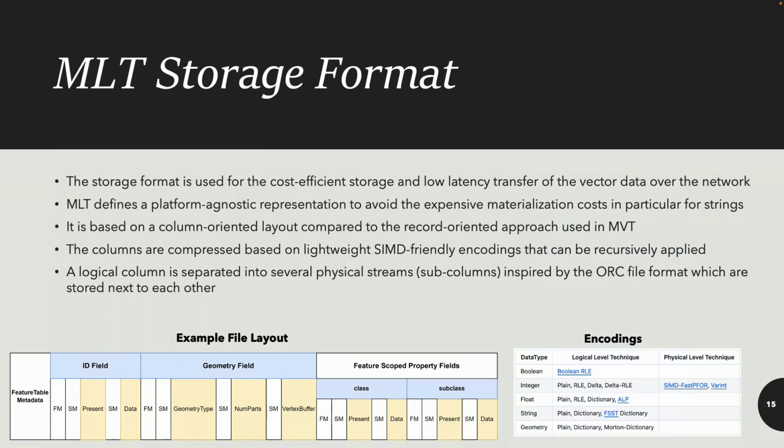Okay, so like I said before, we divide it into a storage and an in-memory format. The storage format is mainly designed for cost-efficient storage and low latency transfer over the network. It defines, and this is also important, a platform agnostic representation to avoid the expensive materialization cost, in particular for strings. And then one important design choice was to use a column-oriented layout, very popular in a lot of different big data or in-memory formats like Parquet or Arrow, for example, compared to the more record or row-oriented approach used in MVT.